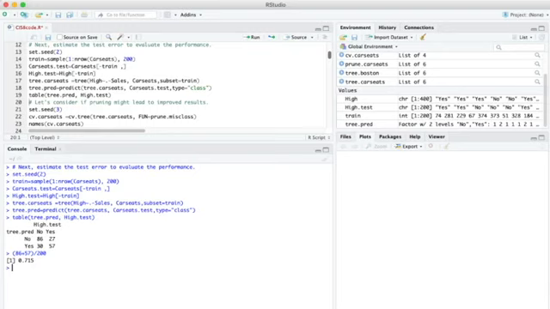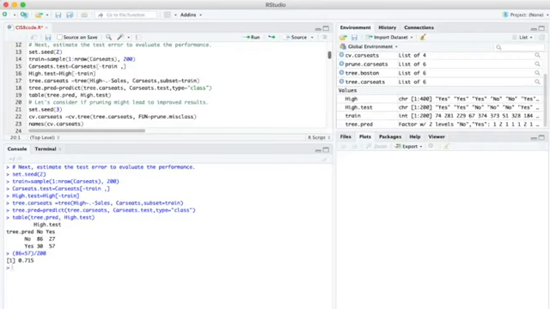Now let us consider some pruning and see if it might lead to improved results. For the pruning, we will use cv.tree, which is cross-validation, to determine the optimal level of tree complexity.